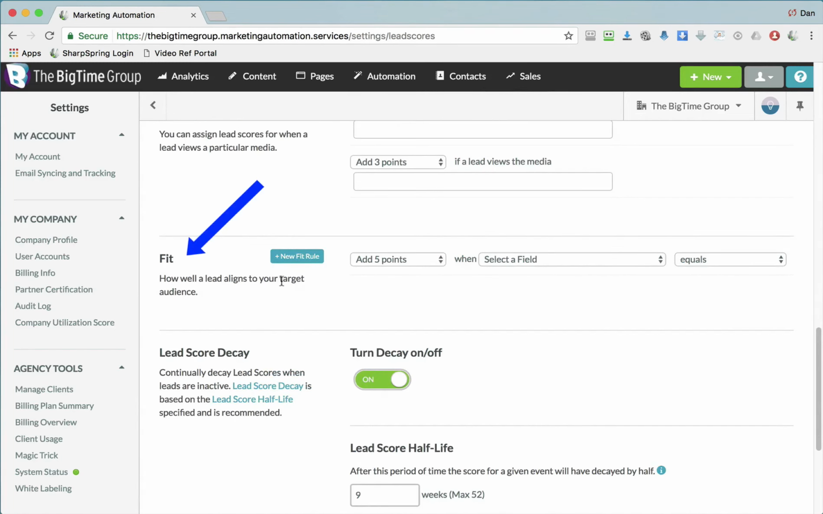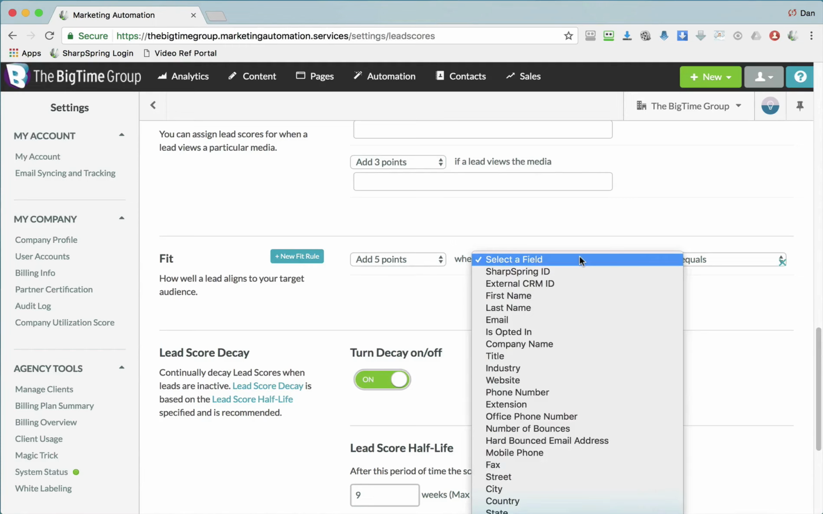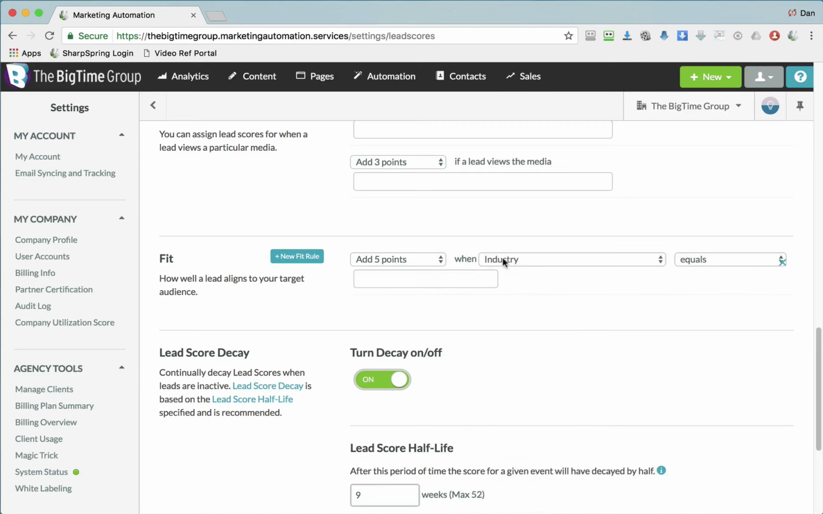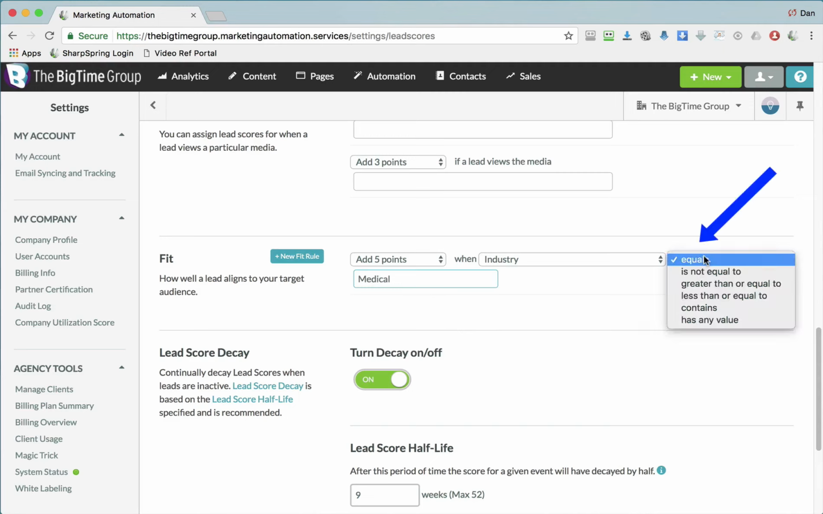Now, here's fit. This is all about keying in on very specific leads. So for instance, if I was going after technology companies and I had a field in a form that was an industry field, and I was looking specifically for, say, medical startups, I might just have the word medical. And over here, instead of equals, I'm going to have contains, because I want to find anybody who's in the medical industry who's filling out my form with some reference to medical.